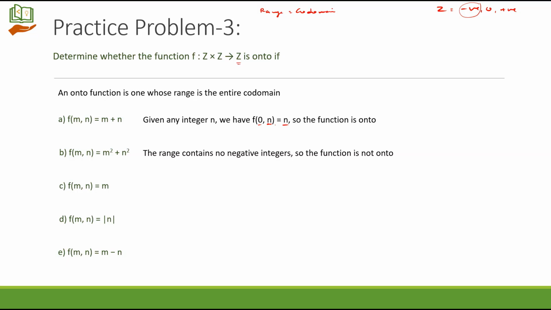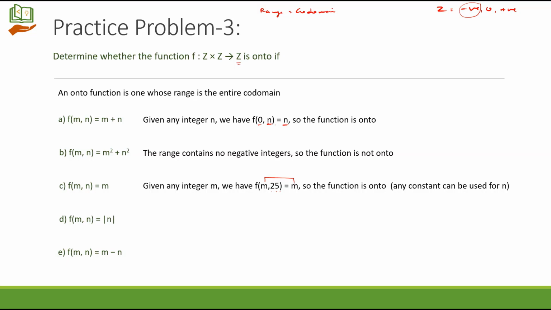What about f(m, n) = m? Given any integer m, we have f(m, some number) = m. So the function is onto. Any constant can be used for n, but all the values can be mapped, is what they say.